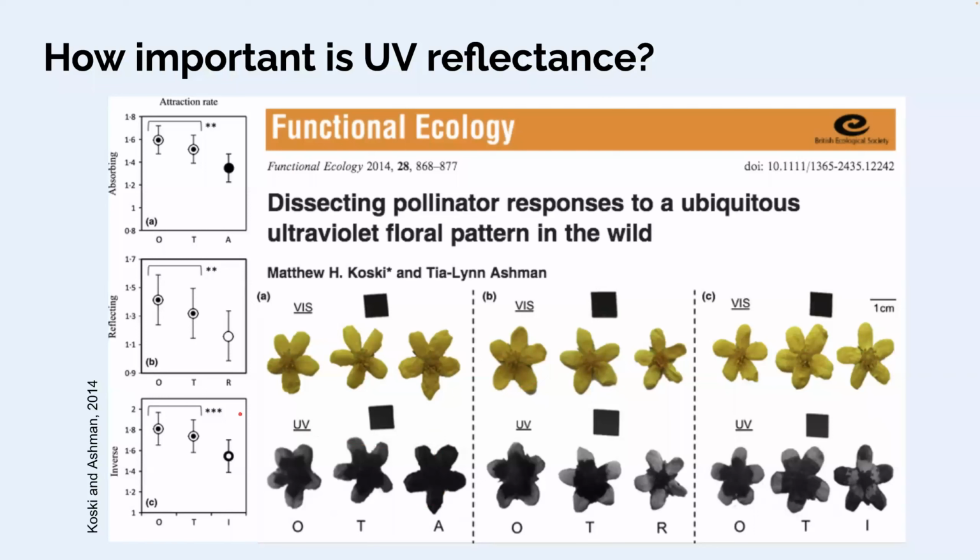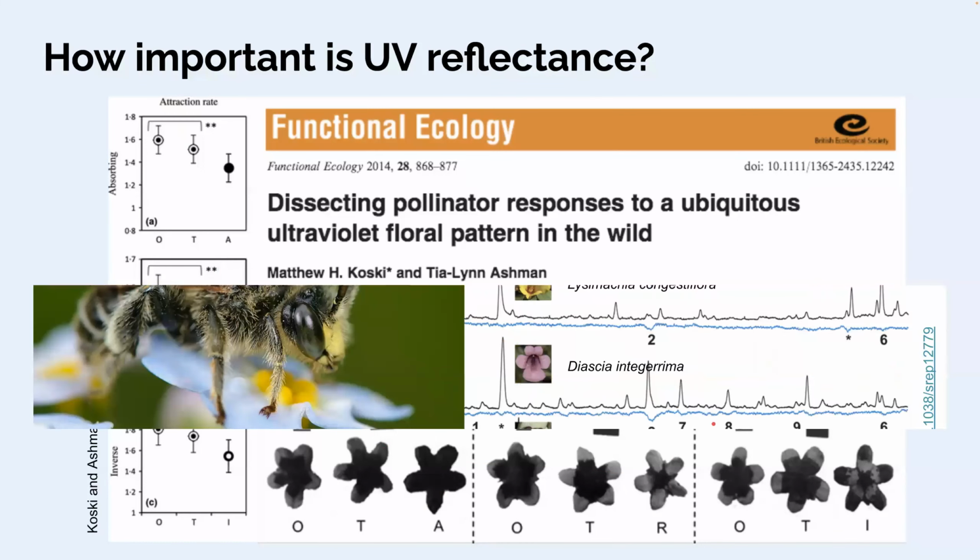And what they show you is the attraction rate here. So the attraction rate goes down in these flowers that are not reflecting or equally reflecting. So without the contrast, the attraction goes way down. Nice evidence for the need to have this ultraviolet light contrast.